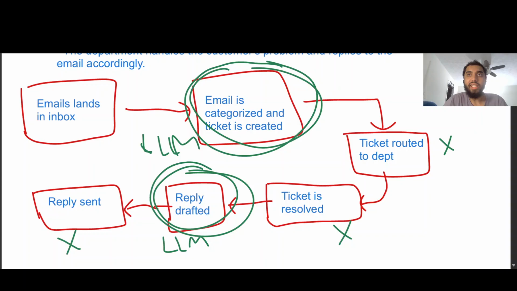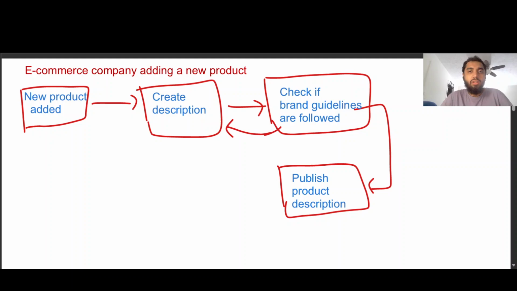And yeah, that's kind of what AI workflows are in a nutshell. So let's look at another example. Let's say you are an e-commerce company, and you are adding a new product. So you have a new product you want to add.